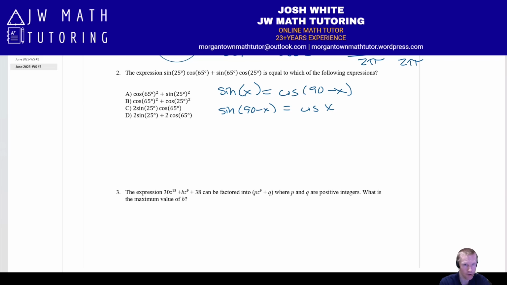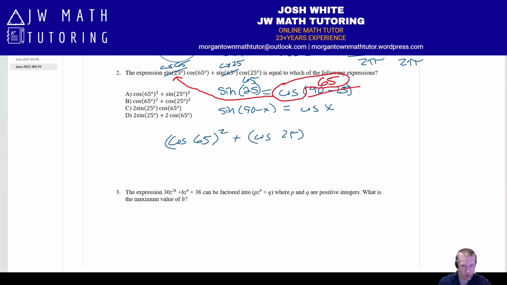So if you take, say, the first expression here, you say, okay, if x is 25, then the sine of 25 is equal to the cosine of 90 minus 25. Well, 90 minus 25 is just 65. So the point is, you can replace sine of 25 with cosine 65. And then if you go through the same process for the second expression, put in 65 here, 90 minus 65 becomes 25. This gets replaced with cosine 25. So you end up with the cosine of 65 degrees squared plus the cosine of 25 degrees squared. The correct answer for this problem is letter B.